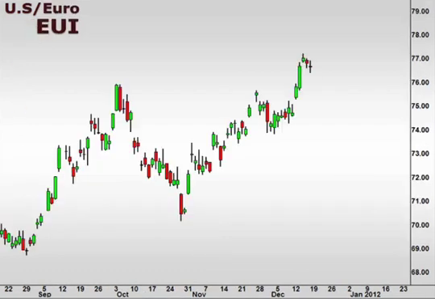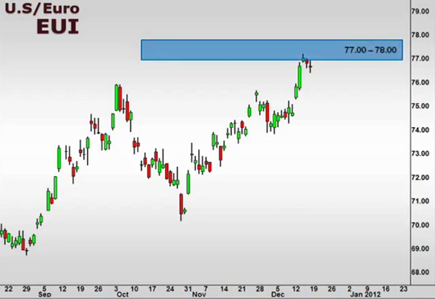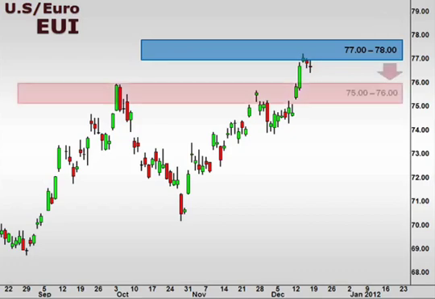Next up, the EUI, the US dollar versus the euro. Well, the EUI made a significant move higher, testing the highs from this time last year. Now, a break above 78 should signal a continuation to the upside. However, after such a push higher, we are open to a retracement lower to test support at 75-76.